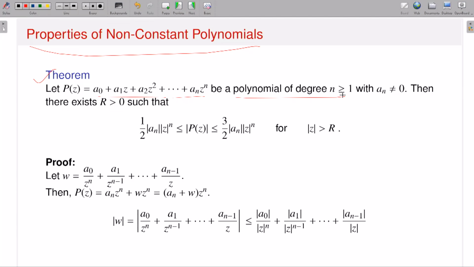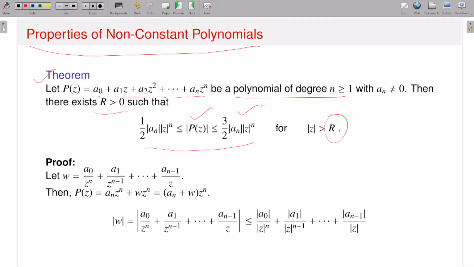Then what is important is that since an is non-zero, there exists a positive r large enough such that I can bound the polynomial. It will have a lower bound and an upper bound, of course in terms of z. It says that the absolute value of P(z) should be greater than or equal to half of modulus of an times mod z to the power n, which is less than or equal to modulus of P(z), which is less than or equal to 3 by 2 times modulus of an times mod z to the power n, where mod z is greater than r. You will see I will have the existence of r such that this is true.